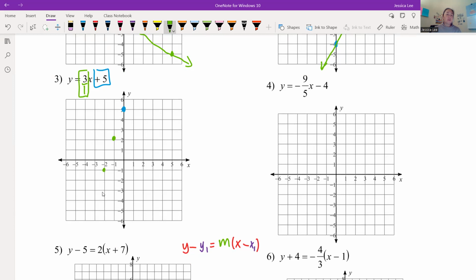So you go down 3 to the left 1, down 3 to the left 1, and we have no more room. Continue that. And again, draw a line. That's already on to number 4.